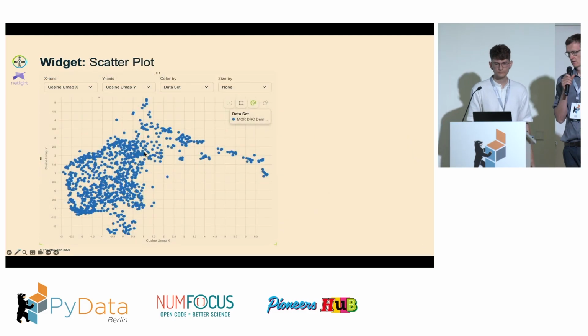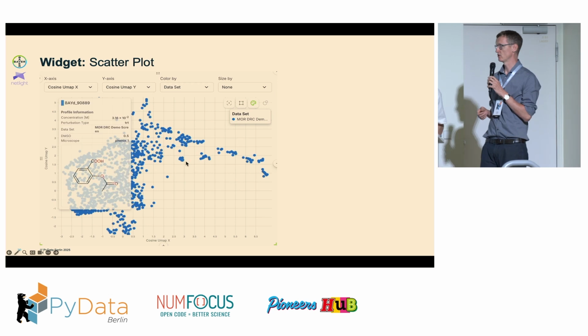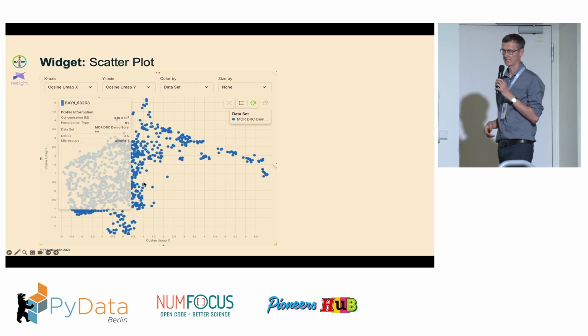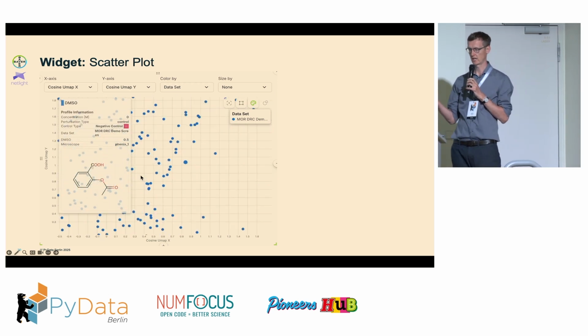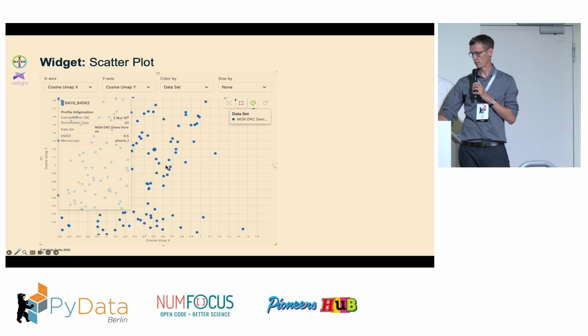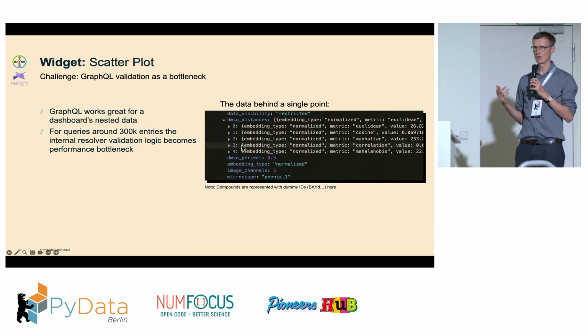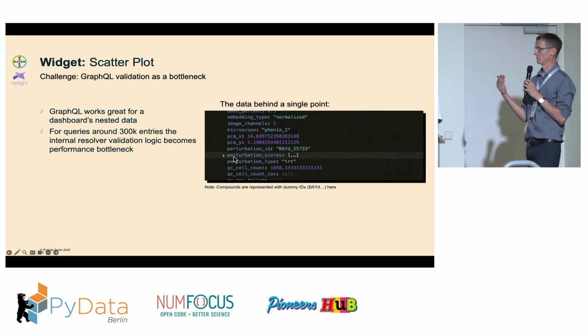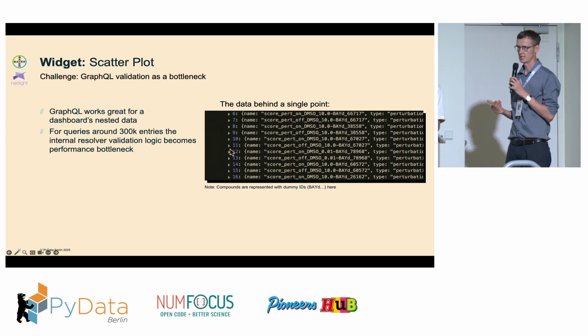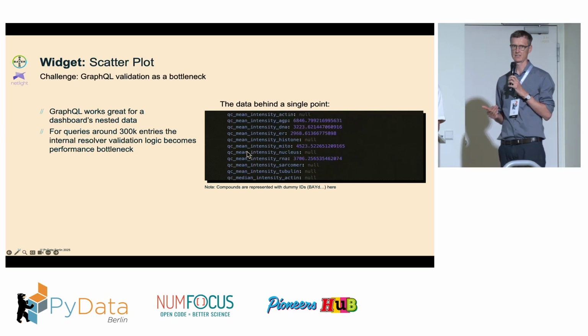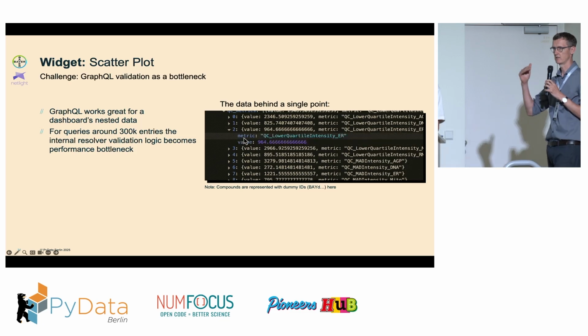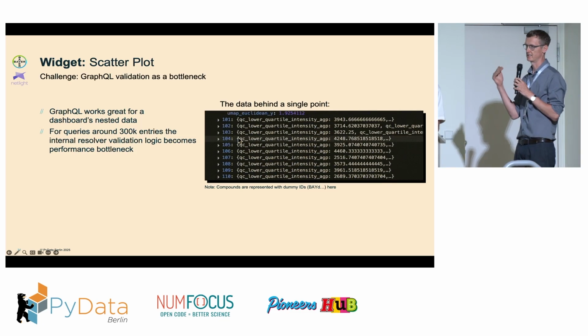Now, we can't really use pagination for this part of the app, which is the scatter plot, where you actually want to have a look at the data all at once. And without going through the whole video again, fetching all the data all at once actually brought us to a different bottleneck that comes with GraphQL, and that's the validation of each field with several validator functions.